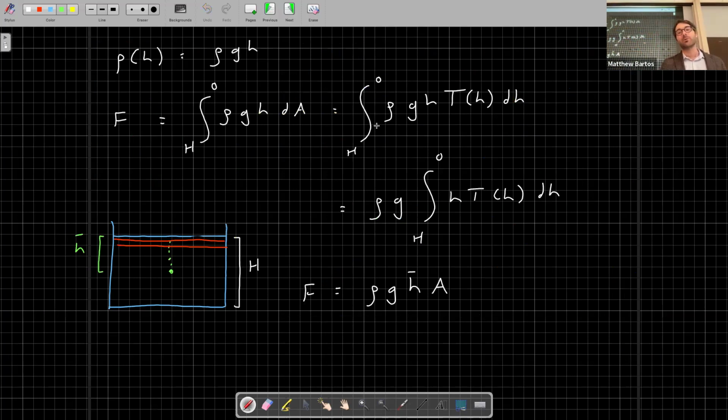So I would review this if it's still hazy from fluid mechanics, and I can post again the typed notes with this derivation. This expression here is basically giving you the centroid times the area, just from the definition of the centroid: centroid of the channel times the area of the channel. Yes.